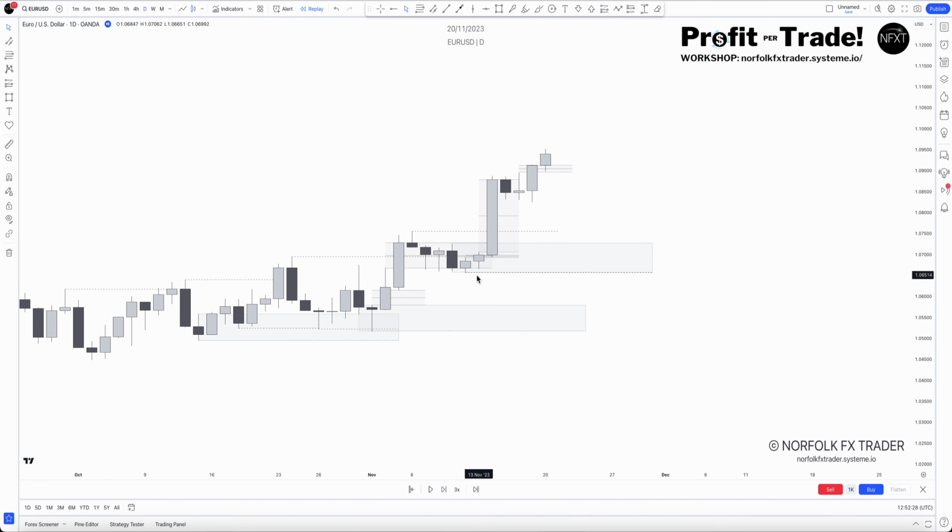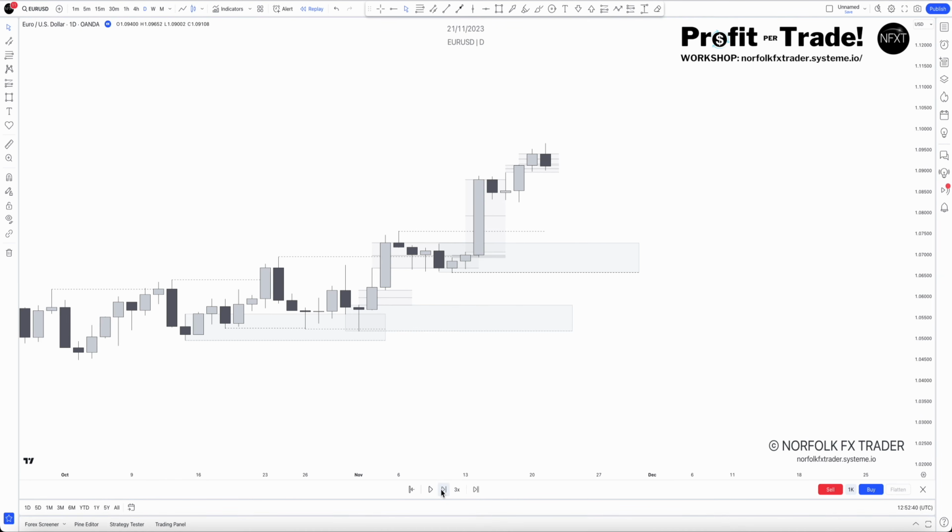Let's go forward. Again, look at this. We hold at the imbalance. Okay, another potential area you could have taken a trade. Not saying you're holding these trades for long periods of time. You'll be looking for quick in and out profits here on the lower time frames.